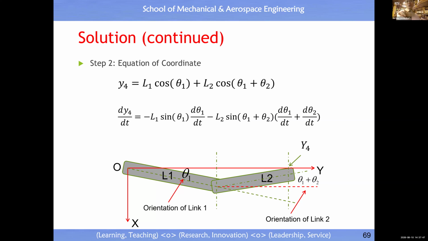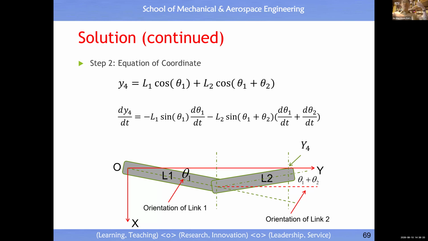Once you know the orientation of each link, then you can determine, let's say, the y coordinate of the tooltip. It comes from the contribution by L1, L2. L1 will contribute to the displacement along the y-axis by L1 times cosine theta 1. L2 will also contribute to the displacement in the y direction by L2 times cosine of, you see, now it is theta 1 plus theta 2.